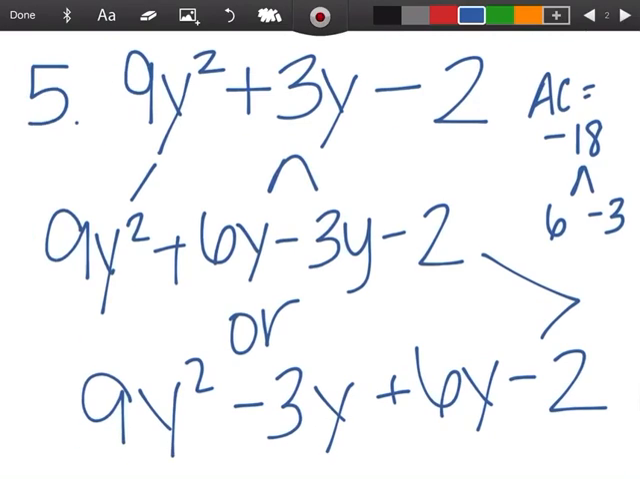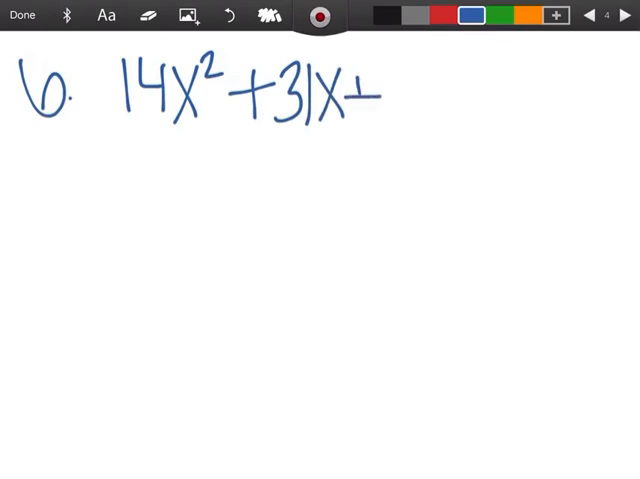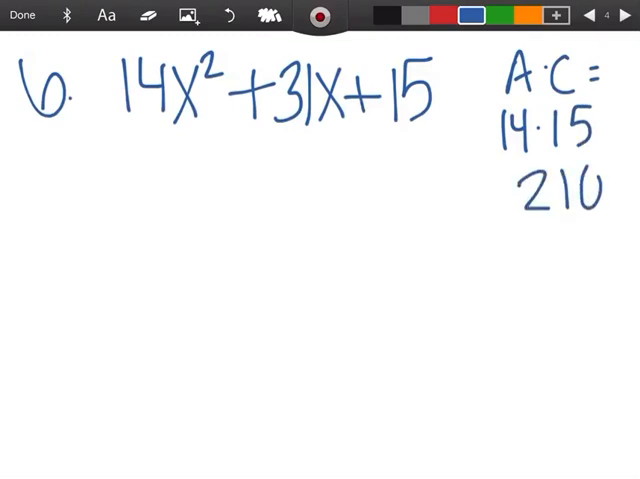Okay, so what number are we on? Number 6. We've got 14x squared plus 31x plus 15. So when I take A times C, I'm taking 14 times 15, and I've got my calculator here, I get 210. The only annoying thing about this is that I'm looking for two numbers that multiply to be 210 and add up to be 31.